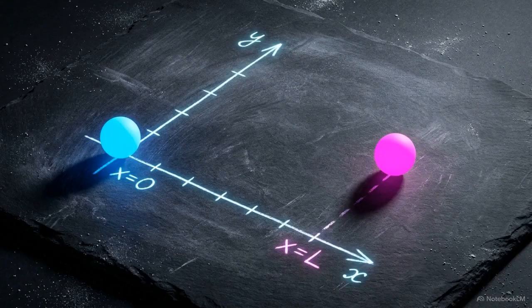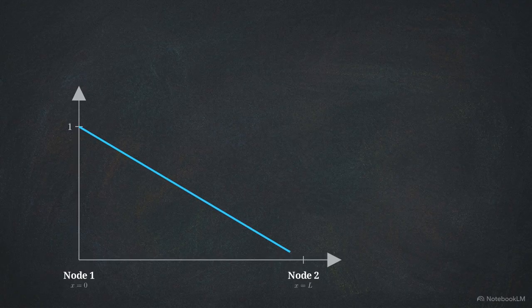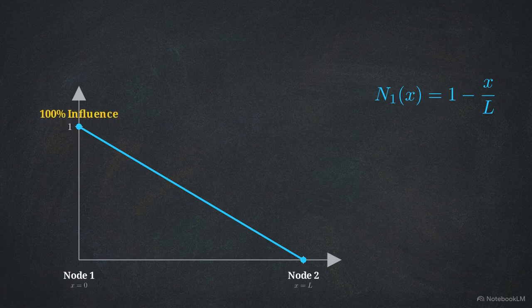To prove that these algebraic functions work exactly as the Galerkin method demands, we must plot them back against our original physical boundaries. This 2D graph plots our first shape function, N1, over the spatial domain from x equals 0 to x equals L. The function starts perfectly at a value of 1 on the first node and slopes down linearly to hit absolute 0 at the second node. It exhibits strict compliance. N1 guarantees 100% influence at the first boundary and zeroes out completely at the second boundary, so it does not interfere.